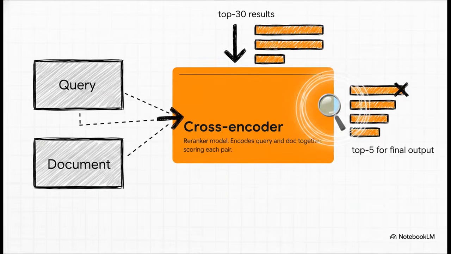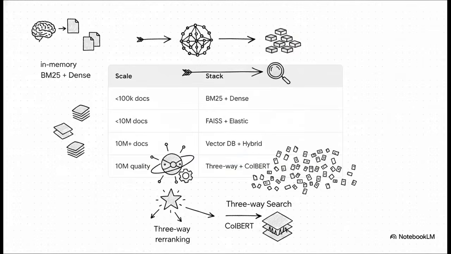Finally, we finish the stack with step 4, the cross-encoder re-rank. The dense retrieval we just did in step 2 was a bi-encoder, meaning it encoded the query and document independently. A cross-encoder encodes them together, scoring each specific pair. This captures all that fine-grained relevance that the earlier layers missed. Now, yes, this process is computationally heavy and a bit slower, but you amortize that cost efficiently by only running it on the top 30 results from your fusion step, keeping just the top 5 for the final output. Pretty smart, right?